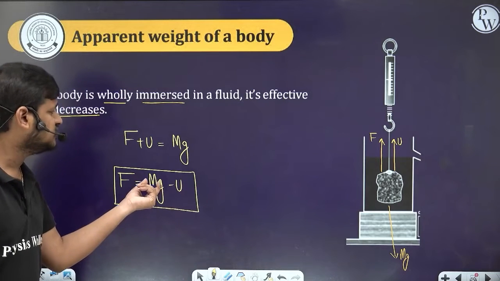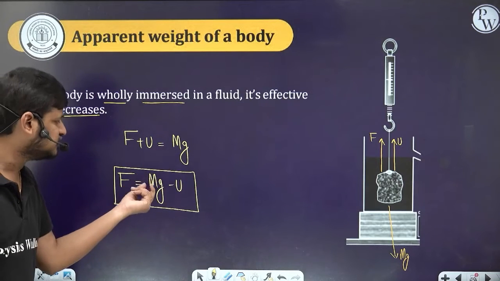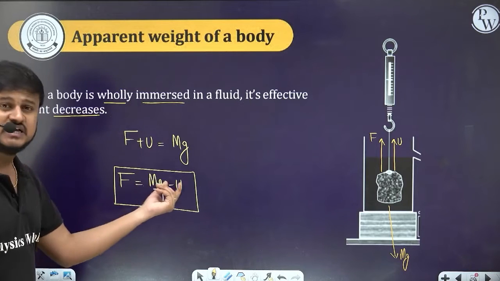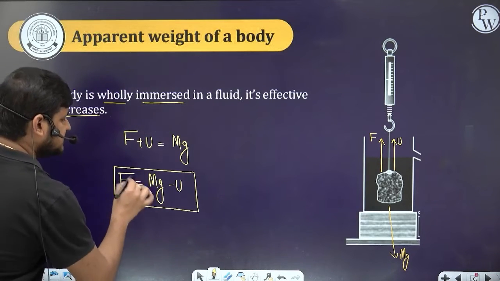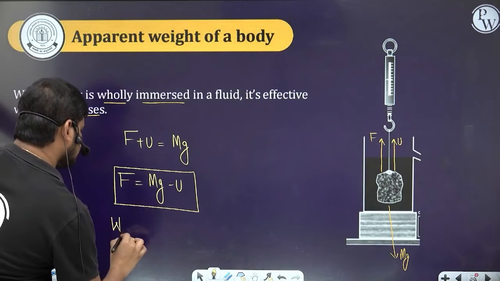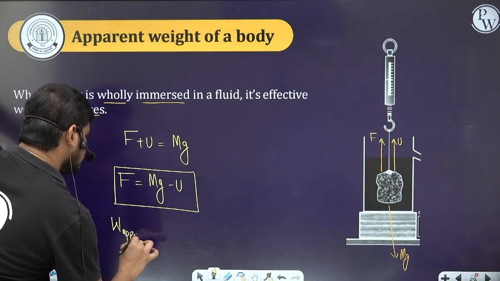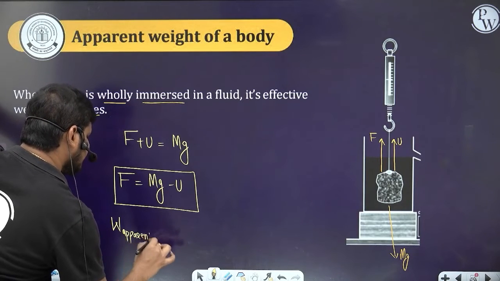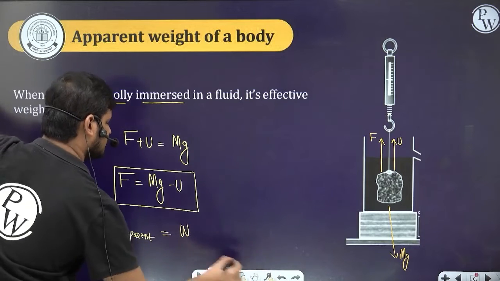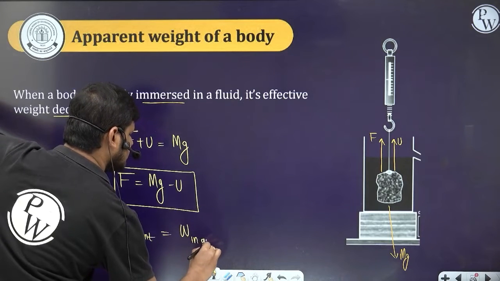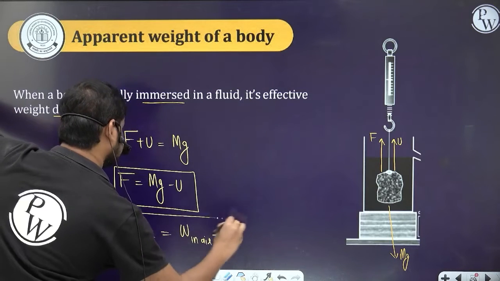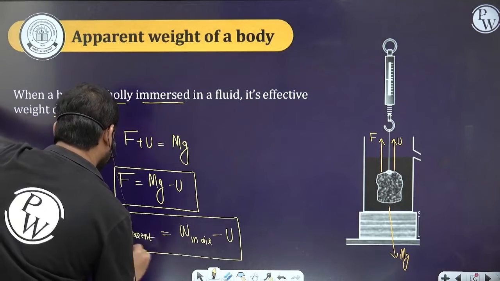This mg is the actual weight, minus the upthrust. This force F is nothing but the apparent weight. So the apparent weight is equal to the weight in air minus the upthrust. Clear, guys? Understood this part, everyone?